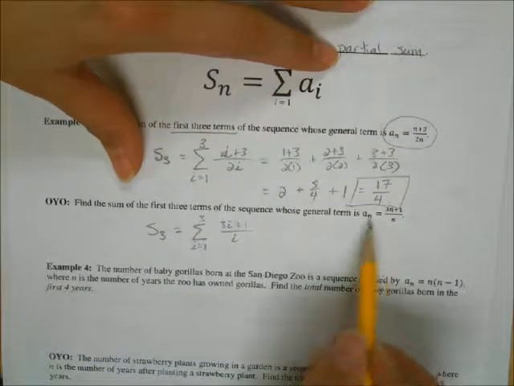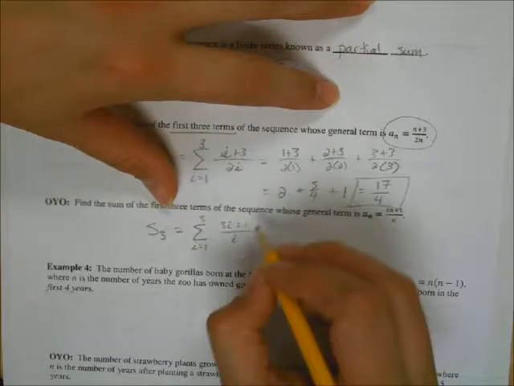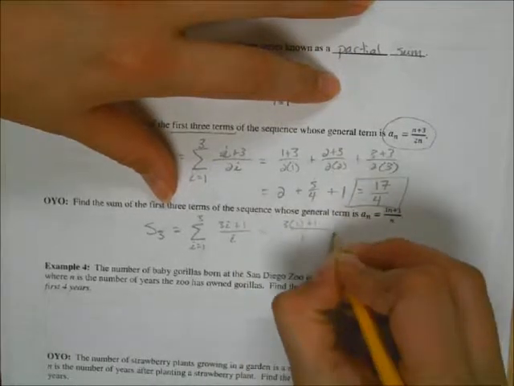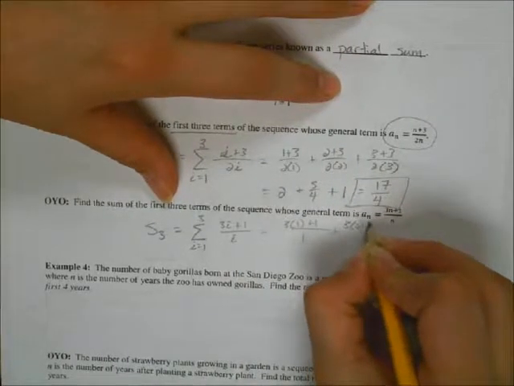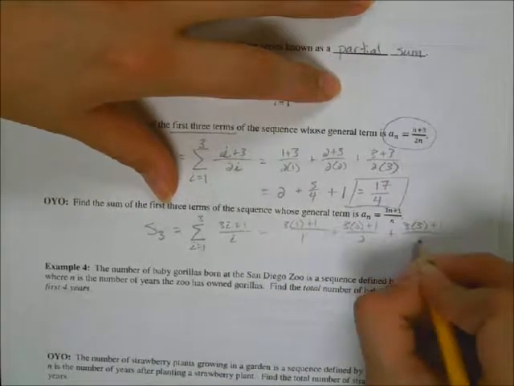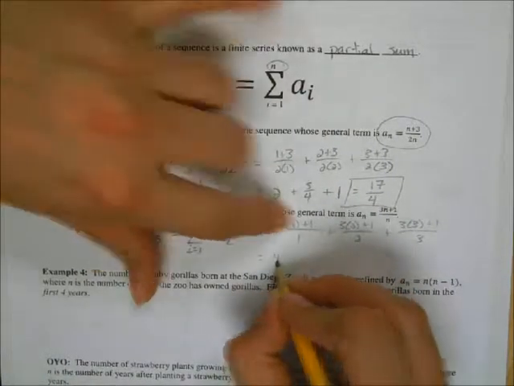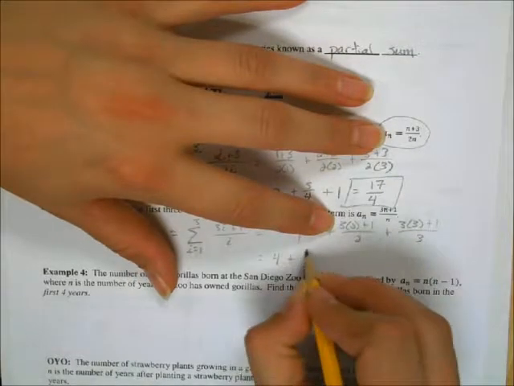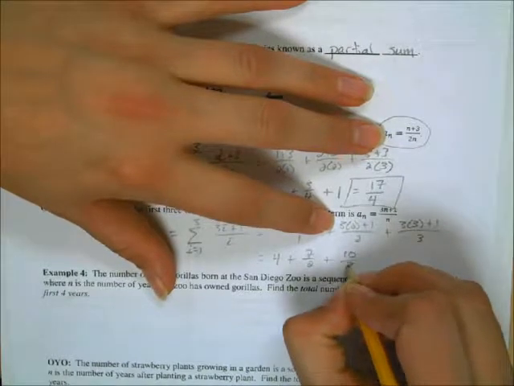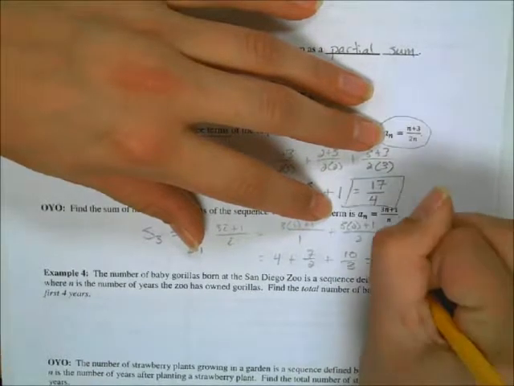Okay, I just put my general term here with i values. We're going to go from 1 to 3 because they wanted the first three terms. Plug those things in: 3 times 1 plus 1 over 1, plus 3 times 2 plus 1 over 2, plus 3 times 3 plus 1 over 3. Add that up. That's 3 plus 1 is 4. That would be 6 plus 1 is 7 over 2. And that would be 9 plus 1 is 10 over 3. When you add all of that up, you should get 65/6.